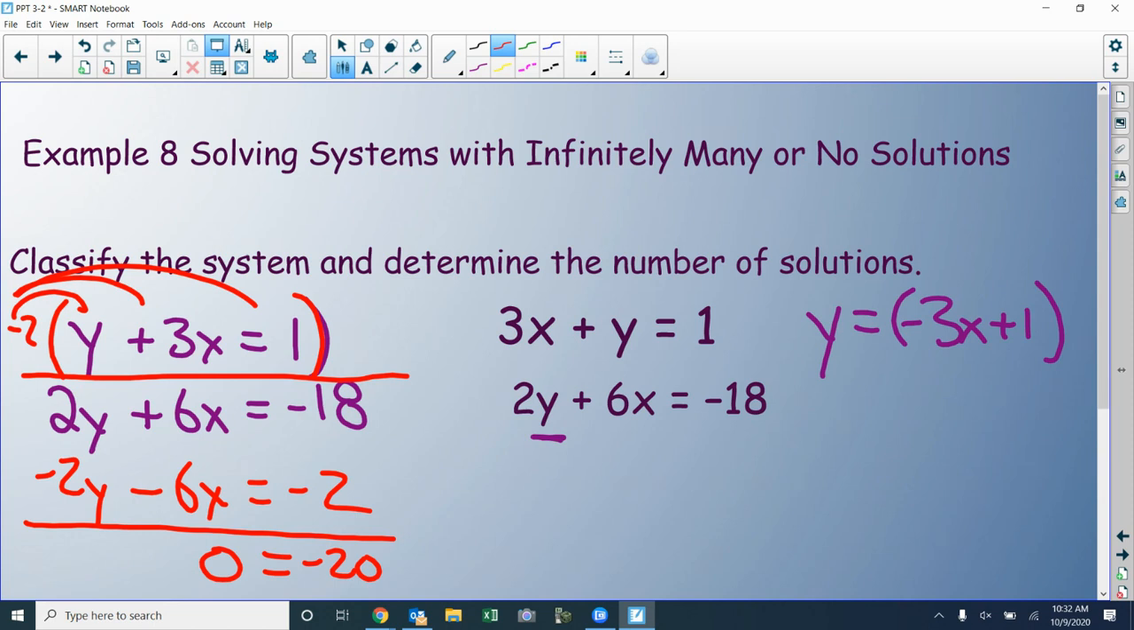So pray tell, do we have any solution here? This is a false statement. There are no solutions here. What's true about these lines then? What's true about these lines? They are the same line, okay, they're the same line.